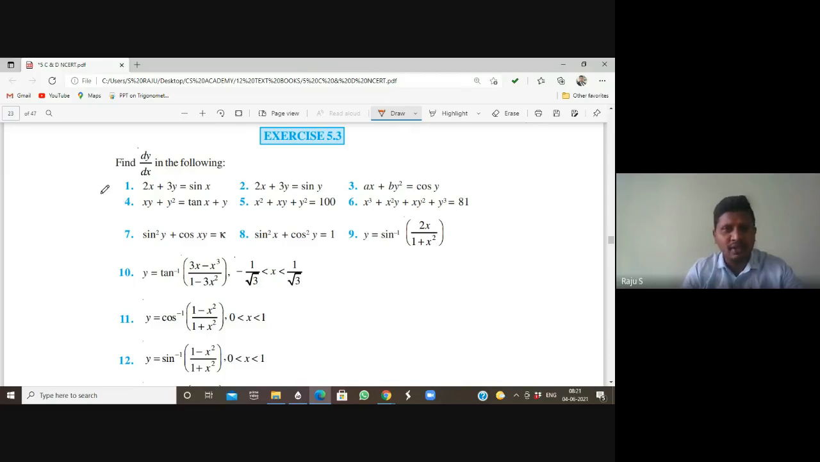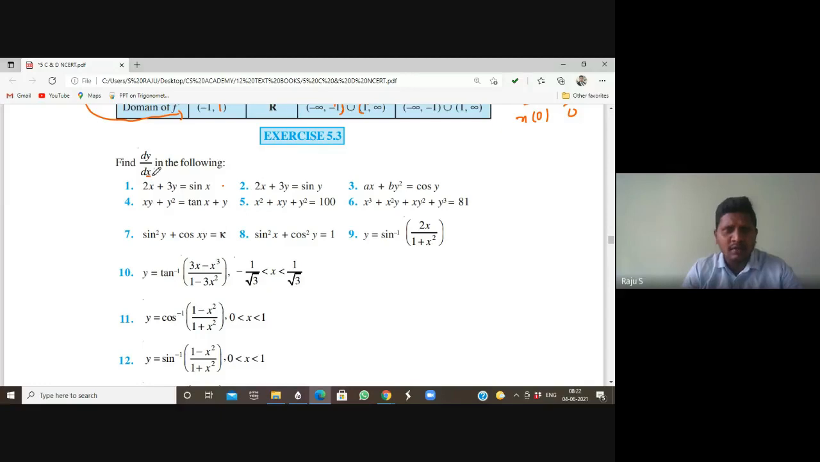Then it will become very easy. See your first question. Here in each and every question we need to find dy by dx. So dy by dx means simply differentiate on both sides. In all the questions, simply differentiate on both sides with respect to x, because for dy by dx we have to differentiate y with respect to x.